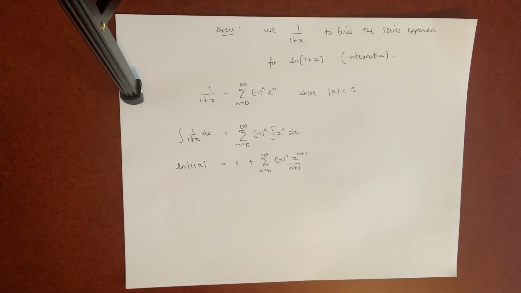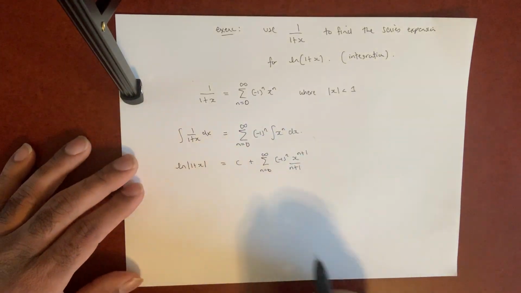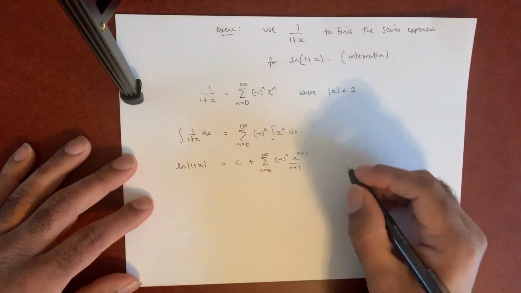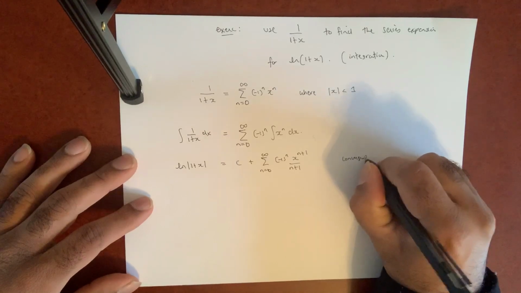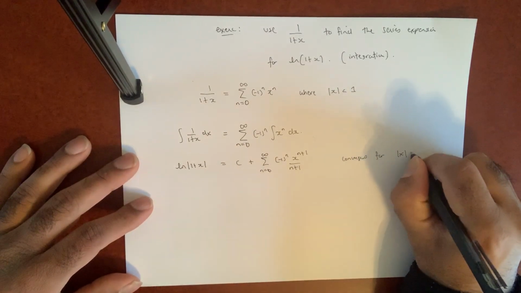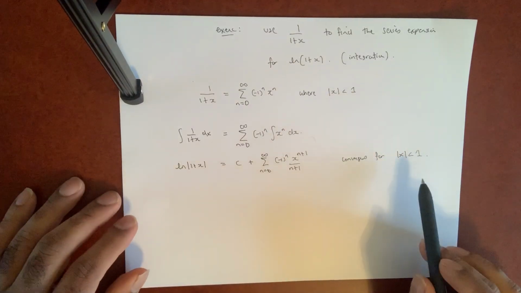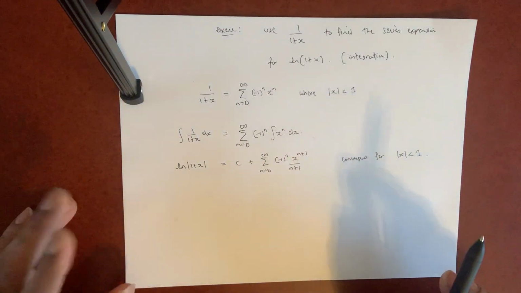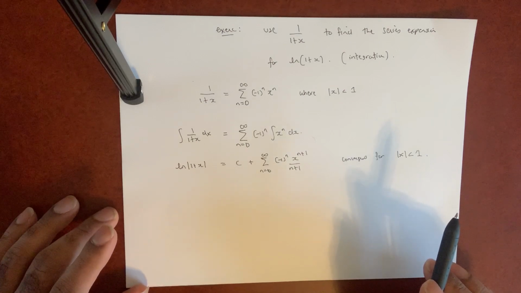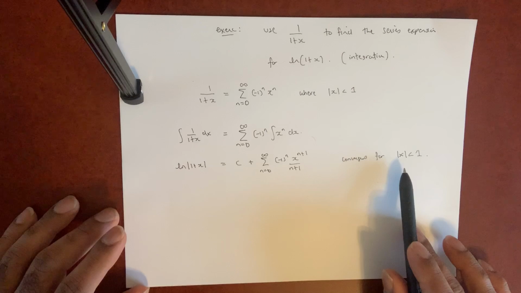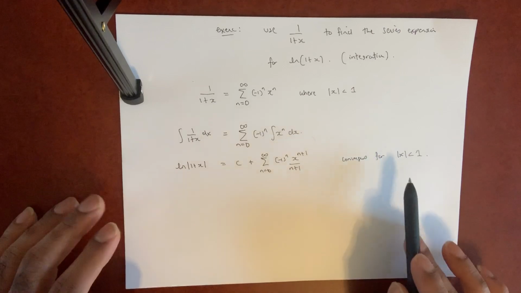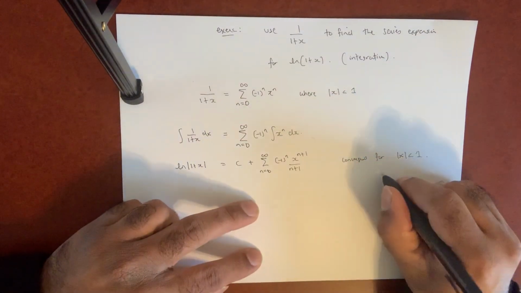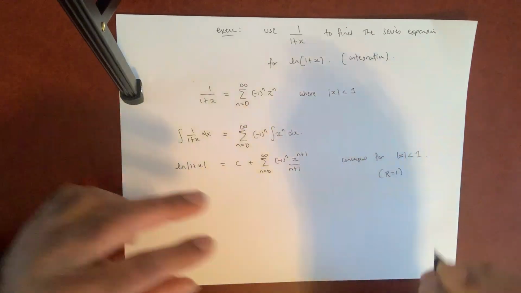So overall, all we want to do now is figure out this constant. And right now we know that this will converge for absolute value of x less than 1, but now the endpoints may change. So recall that when you integrate, the radius stays the same, but the interval of convergence may change. So R still equals 1.